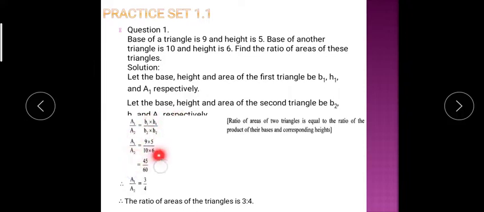So A1 upon A2 is equal to 9 into 5 upon 10 into 6, and therefore 45 upon 60, and A1 upon A2 is equal to 3 by 4. The ratio of the areas of these two triangles is equal to 3:4. 9 fives are 45, 10 sixes are 60. 15 threes are 45, 15 fours are 60.